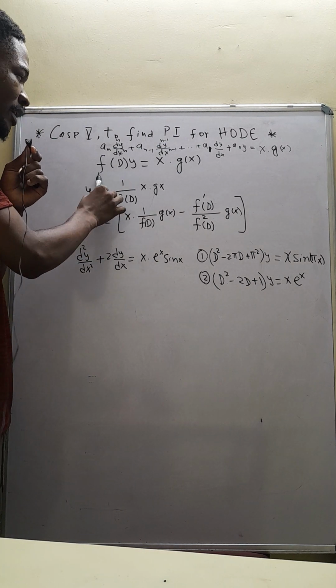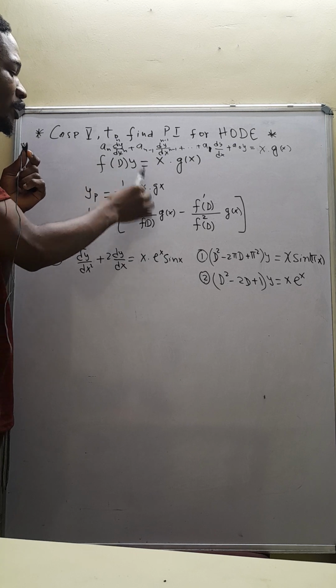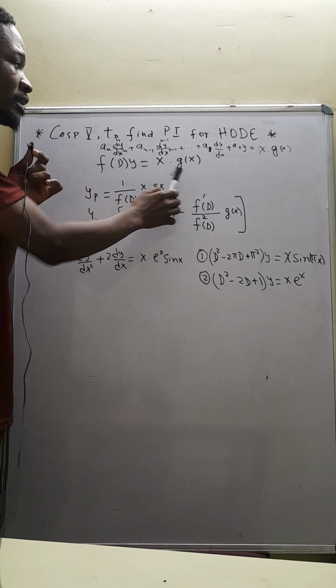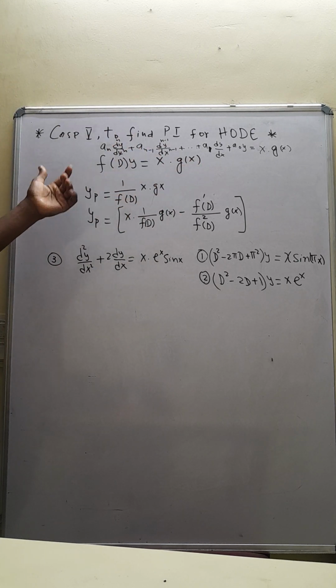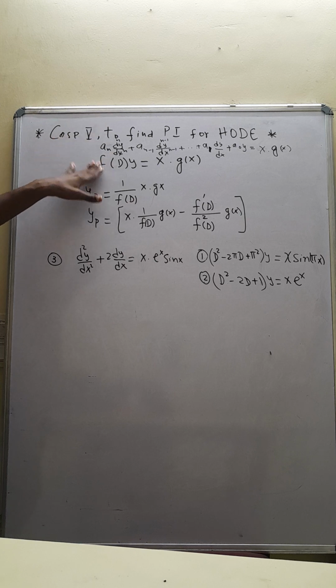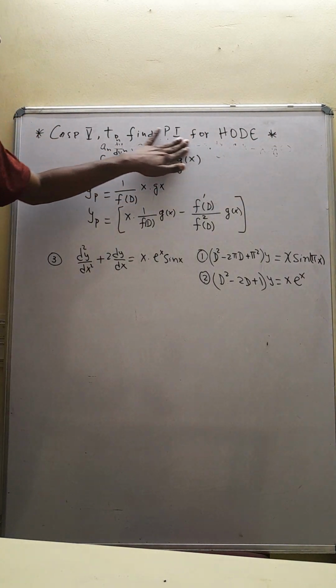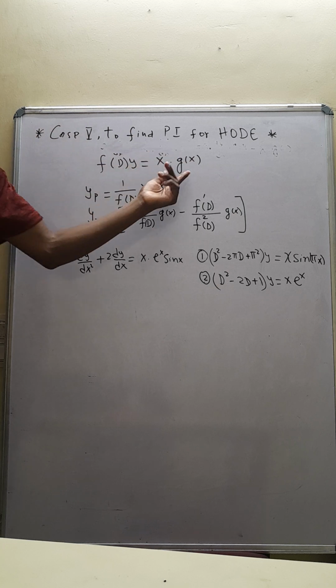Because if we make this function equal to 0 and apply the auxiliary equation, you are going to have your complementary function. But what about the second part? The second part is found by finding yp, that is the particular integral. So today we are about to discuss just this particular integral for this case.